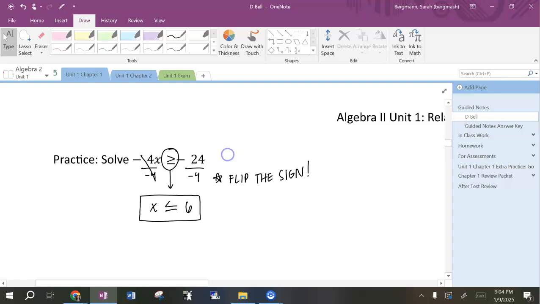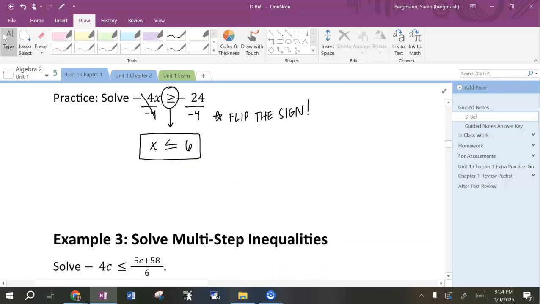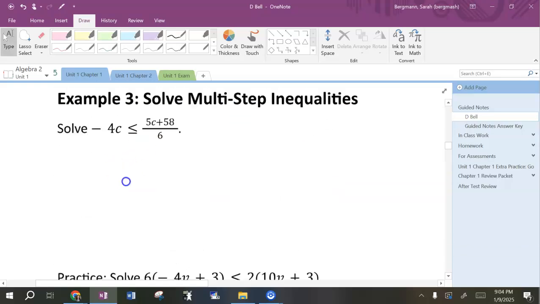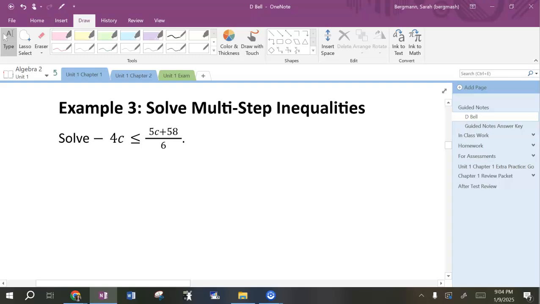Okay, you can have one to try if you'd like. There's the correct answer for that. And now we're going to do a problem that requires more than just one step, because all these that we've done so far have just been simple one-step problems. Now let's try one that has multiple steps.